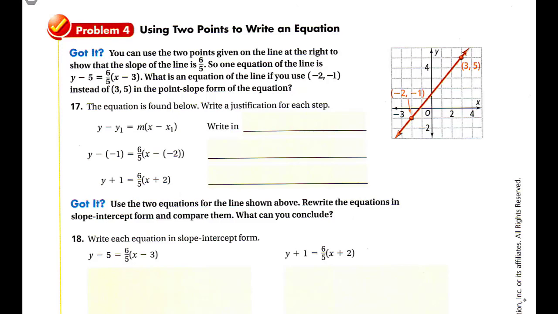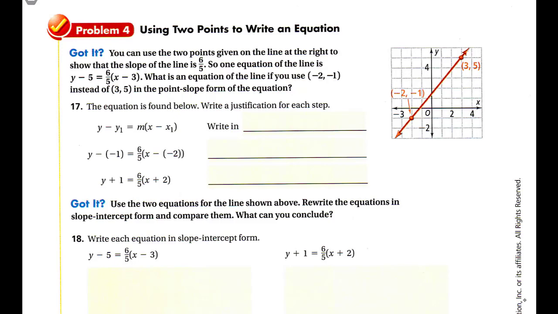We can use the equation, or the 2 points that are given on the line at the right, to show that the slope of the line is 6/5. So one equation of the line is y - 5 = 6/5(x - 3). What is an equation of the line if we use (-2, -1) instead of (3, 5)?